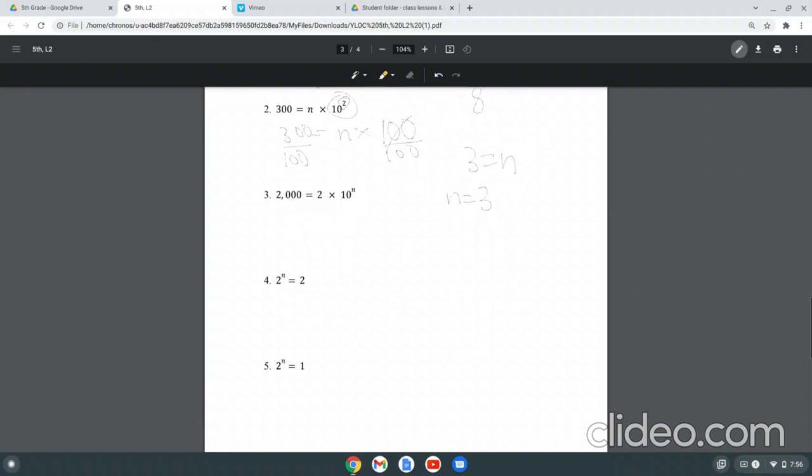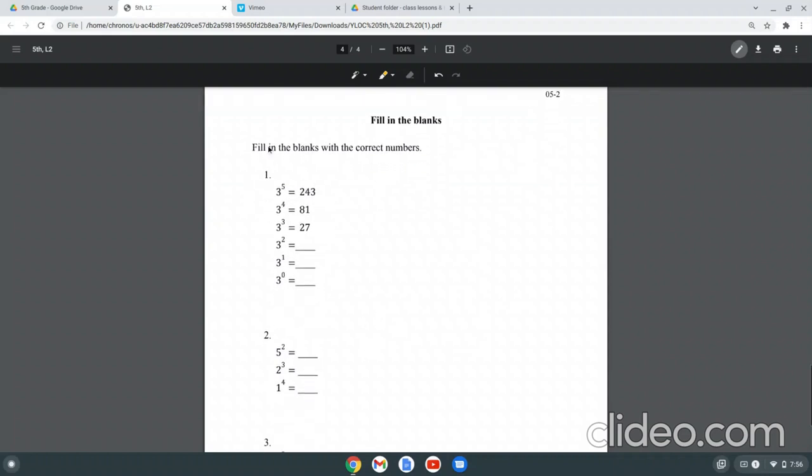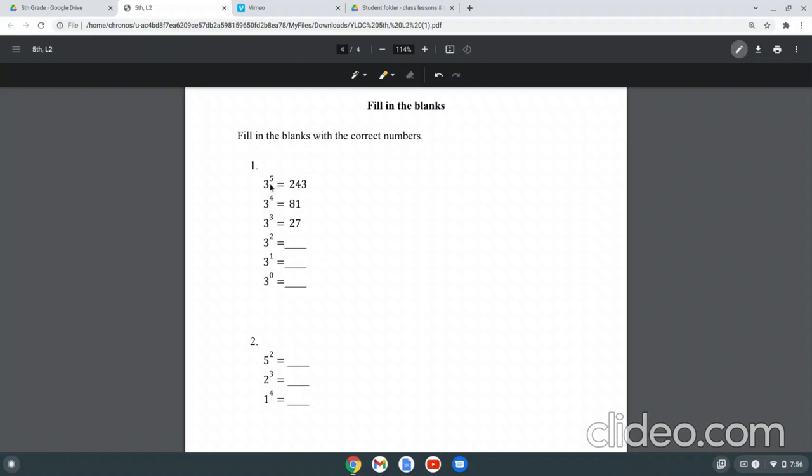Let's go to the next page. Fill in the blanks with the correct numbers. So we're still dealing with exponents. Here we have 3 to the power of 5. So that would be 3 times 3 times 3, 3 times 3 times 3, 3, 4, 5. Or the dot sign, whatever works.